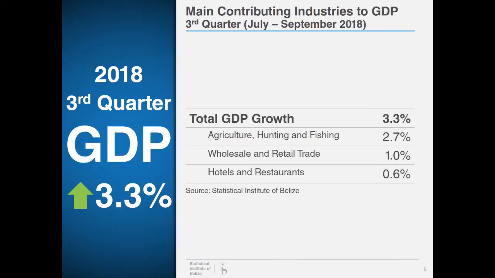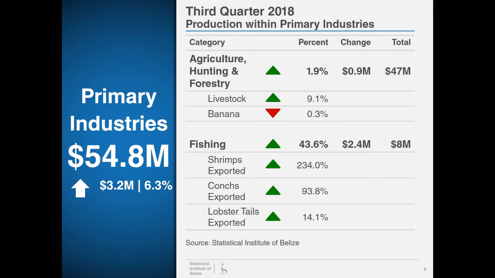Main contributing industries to the growth of 3.3% are agriculture, hunting, and fishing industry, contributing 2.7%, wholesale and retail trade contributing 1%, and hotel and restaurants contributing about 0.6%. Now we're going to be zooming in on the different sectors. First, we're looking at the primary industries. The primary sector, which accounts for almost 1/10 of the country's economic activities, increased by 6.3% or $3.2 million when compared to the third quarter of 2017.